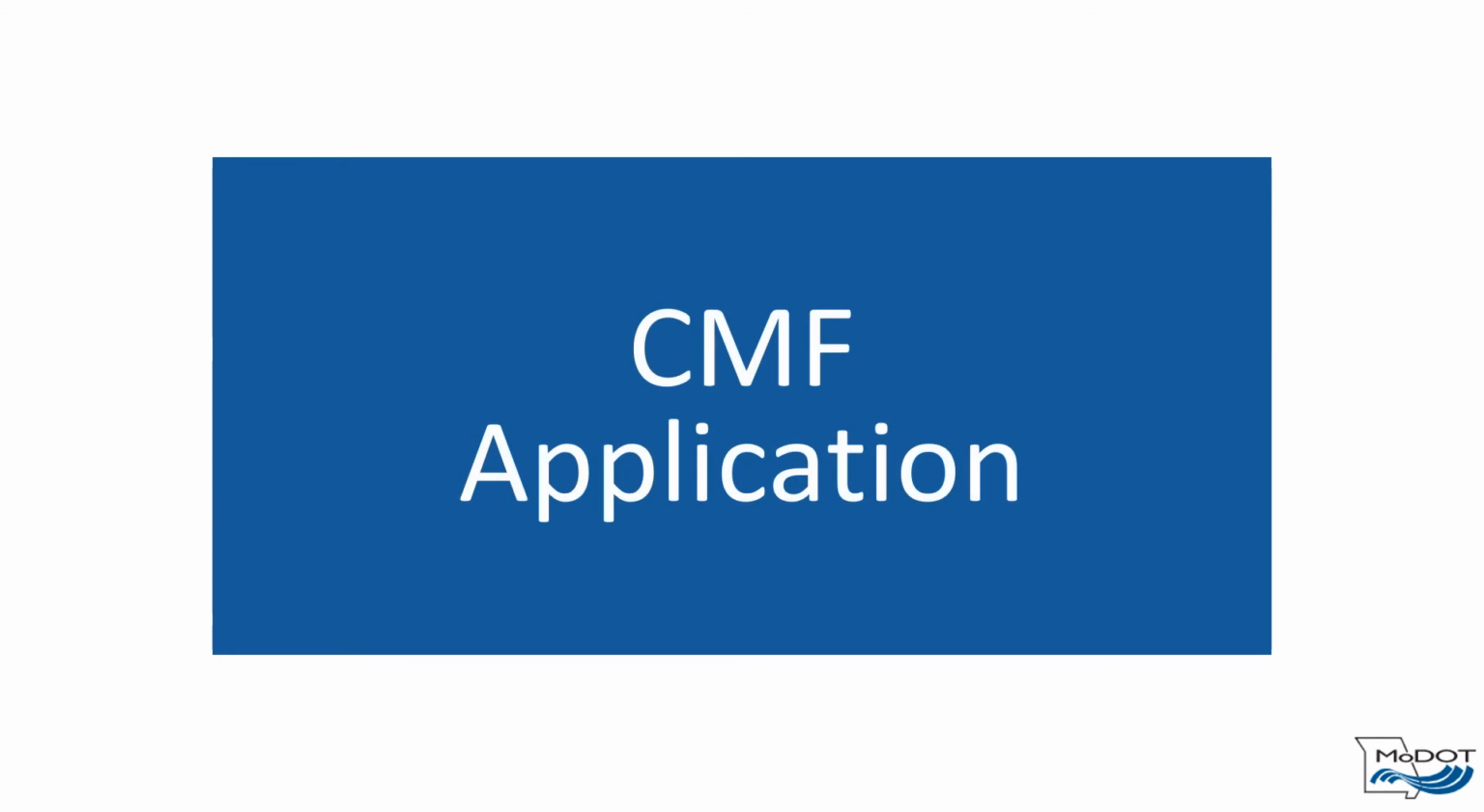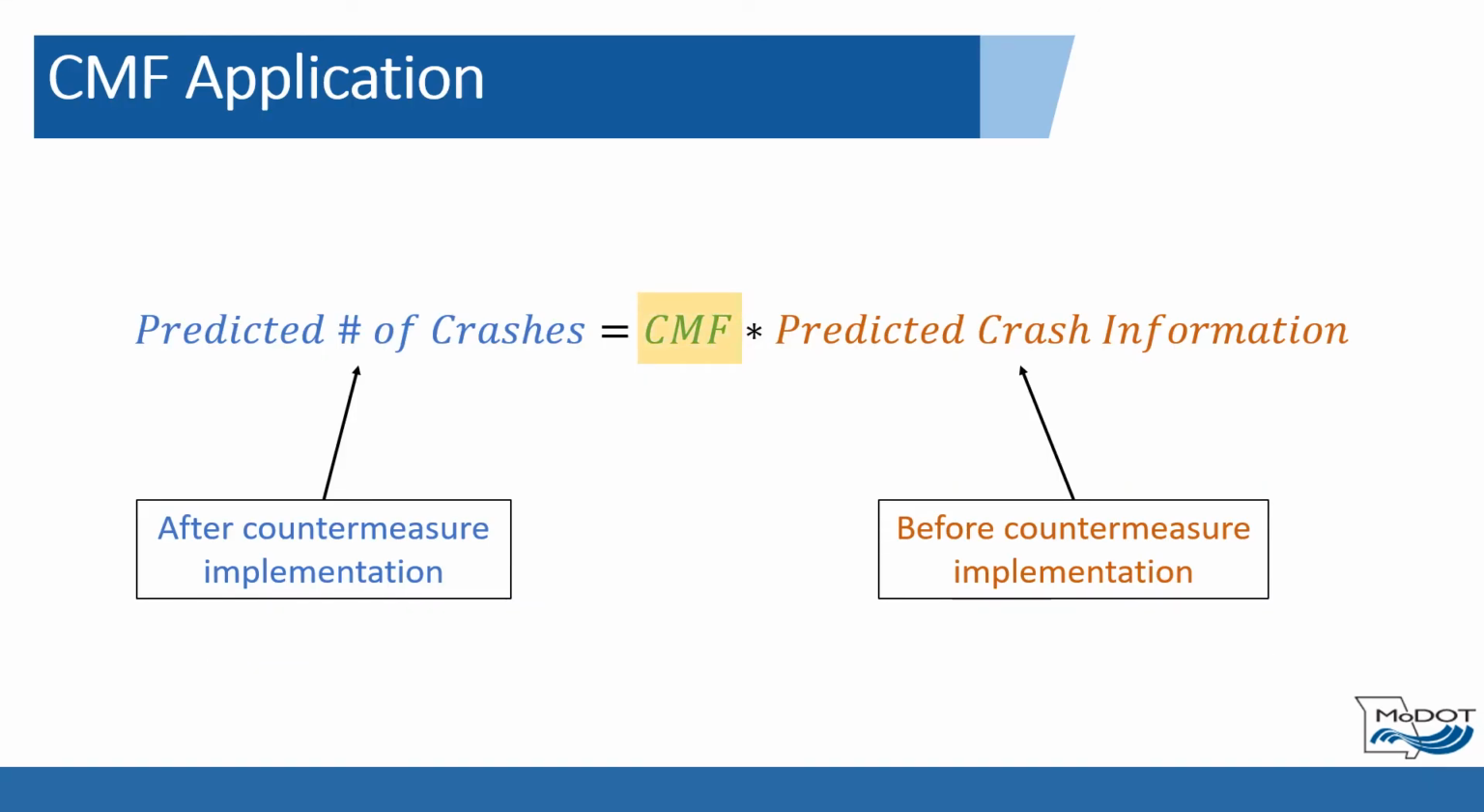Now that we have defined crash modification factors and some best practices for selecting them, let's discuss how they are applied. Once CMFs are determined, they are multiplied by the appropriate crash information. For example, number of crashes, severity, types, etc., as indicated by the CMF.